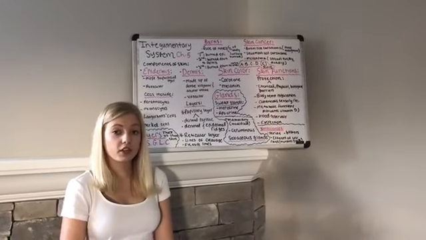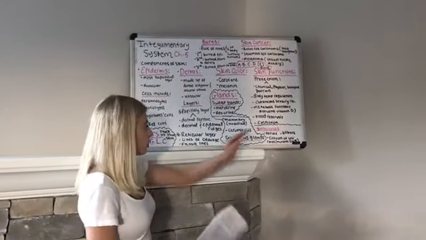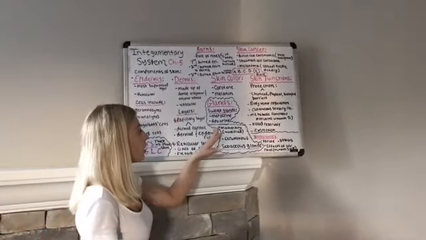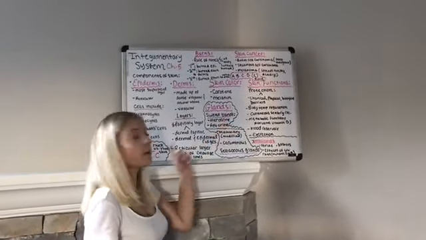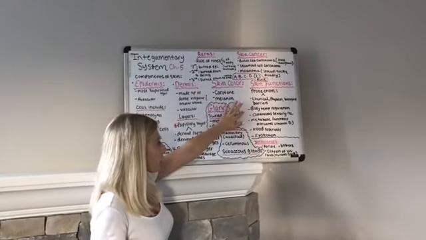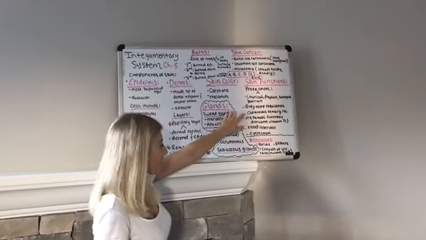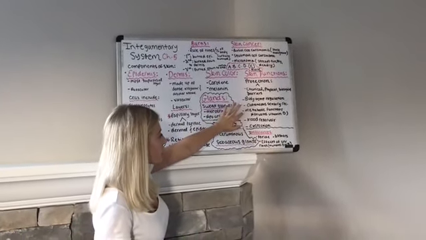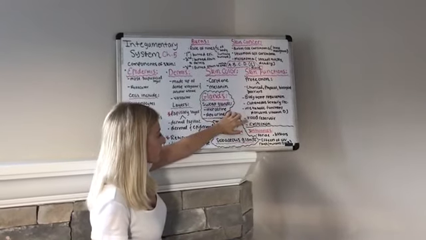So some main functions of skin include protection. Under protection are chemical, physical, and biological barriers. There's also body temperature regulation, cutaneous sensory reception, metabolic functions, blood reservoir, and excretion.